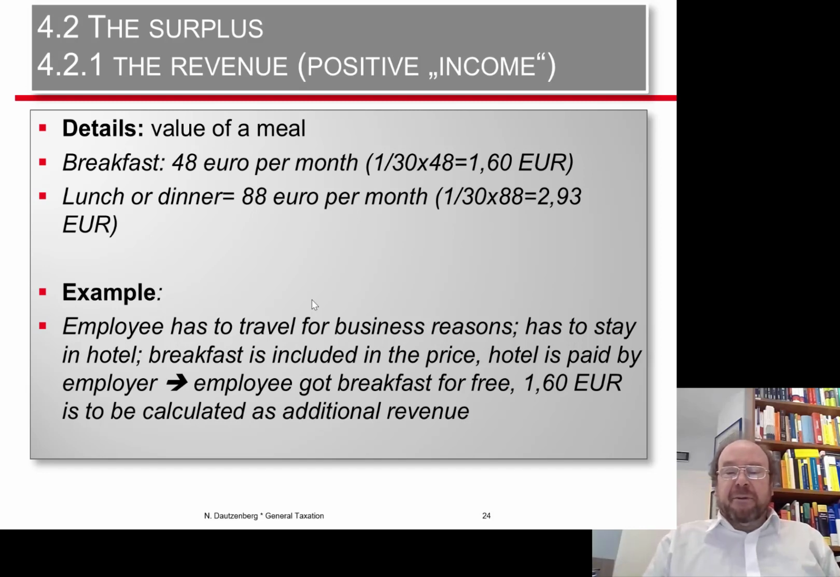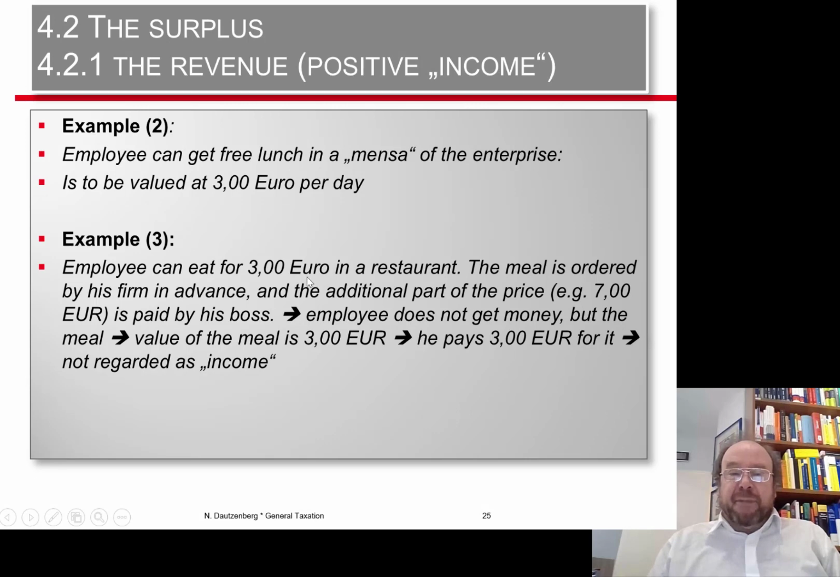So if an employee has to travel for business reasons, has to stay in a hotel, and the breakfast is included in the price, and the hotel is paid by the employer, in that case you got one of the meals for free because you are employed by your employer. So €1.60 has to be calculated as an additional revenue. At least that's half of the truth, or a basic aspect of the truth.